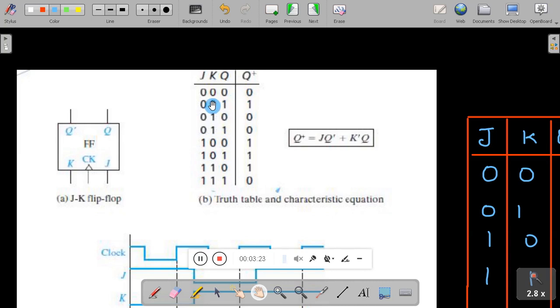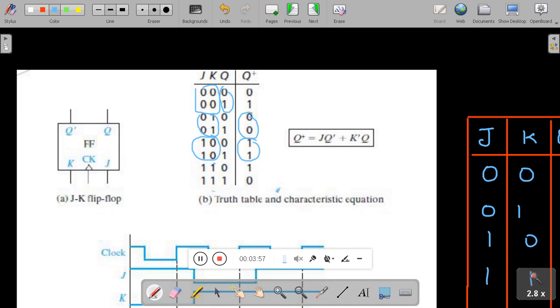Here, as I said, when J is 0, K is 0, output remains the last state. So here last state is 0 and 1, so output remains 0 and 1. When J is 0 and K is 1, output becomes 0, reset, irrespective of last state. When J is 1 and K is 0, output becomes 1, and the flip-flop is said to be set.